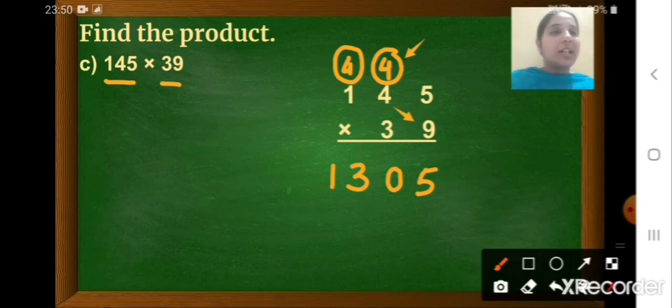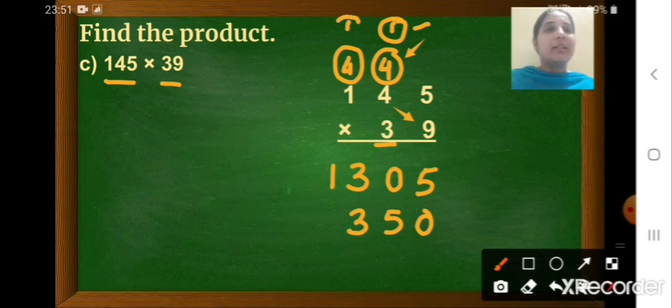Now children, we will multiply the multiplicand by the digit at the tens place of the multiplier, which is 3 here. So first we will write one 0 here. Now 5 3s are 15. So 5 we will write here and 1 will be carried over. Now 4 3s are 12. 12 plus this 1 added to 12, 13. So 3 we will write here and 1 will be carried over. Now 1 3 is 3 plus 1, 4.